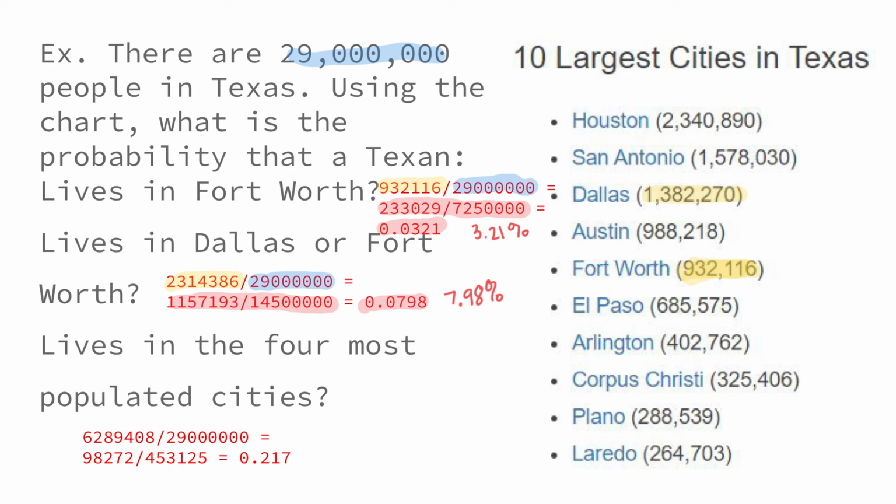And then let's find out the probability of living in the 4 most populated cities. And so you would have to add together the 4 most populated, which these are listed in greatest to least, so it'd be these 4 cities right here. If you add all of those amounts up, you get this amount right here. We're going to divide it by the total, and we get this amount right here, which would be about 21.7%.